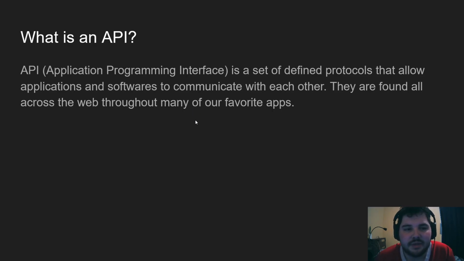First, what is an API? Well, an API, which stands for Application Programming Interface, is a set of defined protocols that allow applications and software to communicate with each other. They are all found across the web throughout many of our favorite apps, like YouTube, Netflix, Facebook, Twitter, etc.